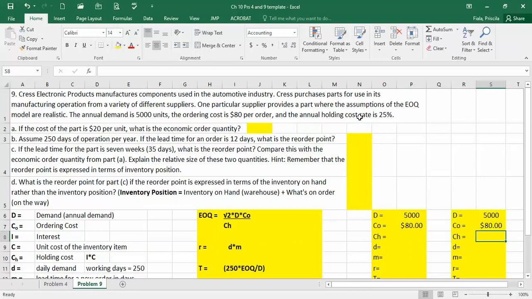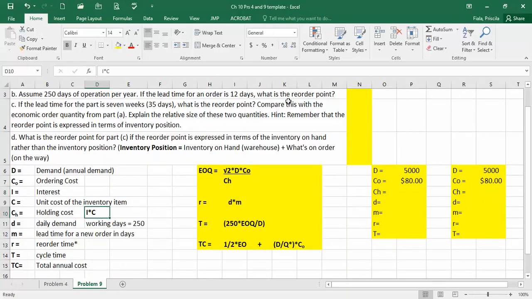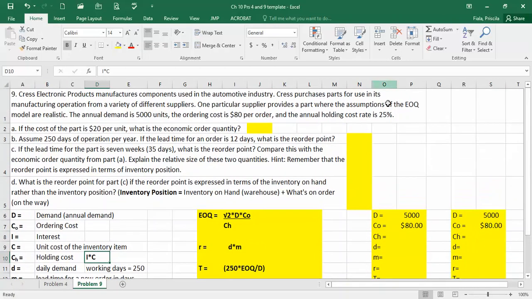The annual holding cost rate is 25%, but to get your holding cost, you need to multiply the annual holding cost rate, or I, the interest, by the cost of the unit. Remember? So right here, the 25% is your I, and the 20 is the C. So we're going to do 25% times my $20, which is $5. And then the same thing over here. I just copy and paste, Control C, Control V.